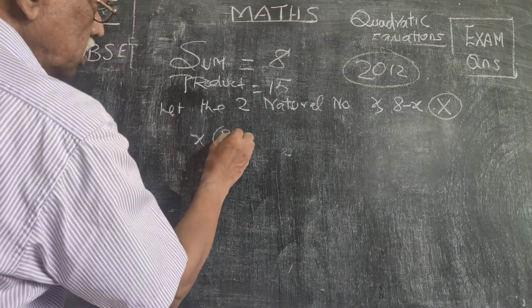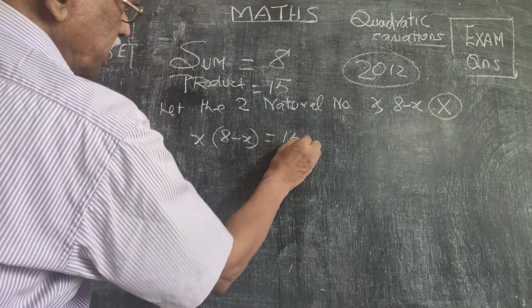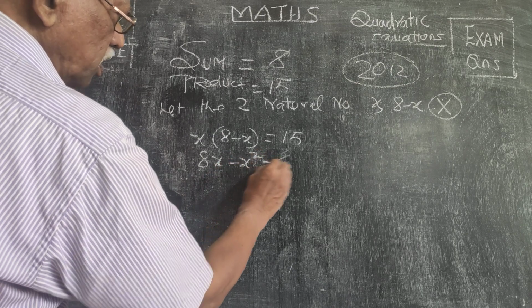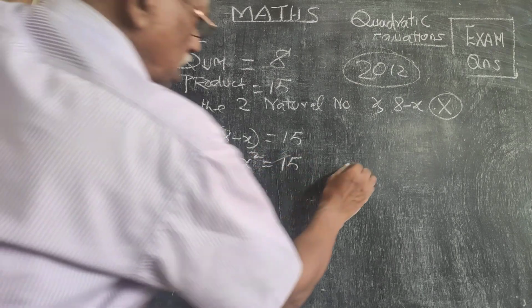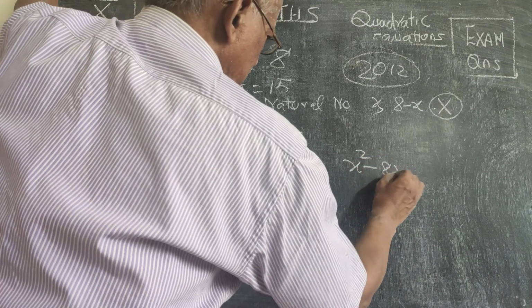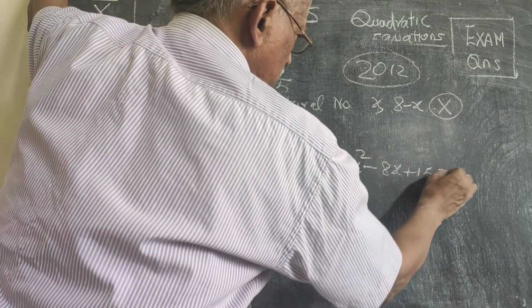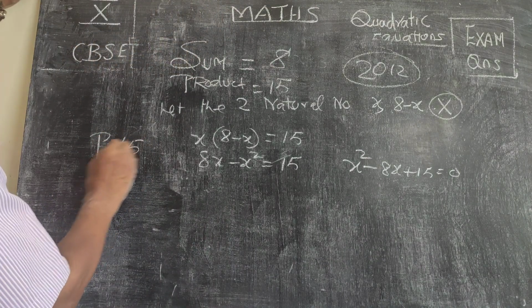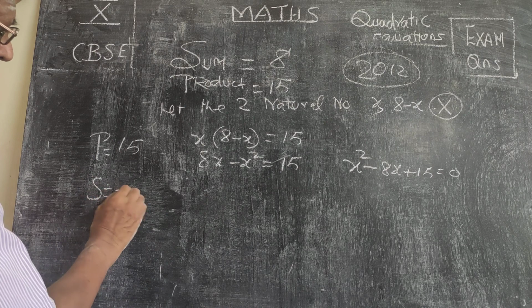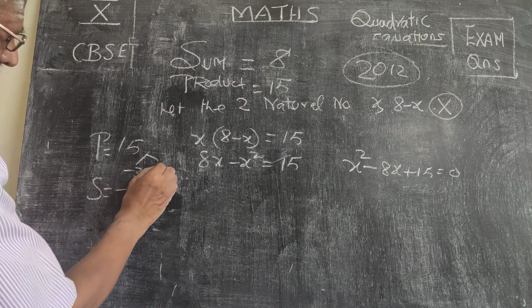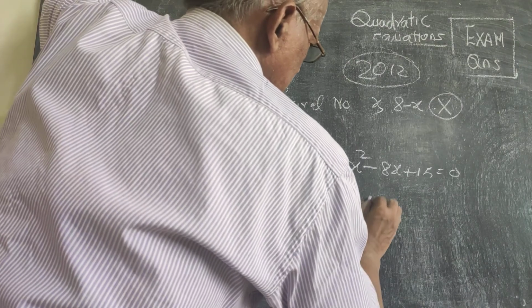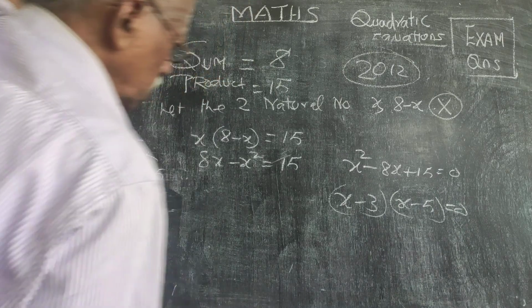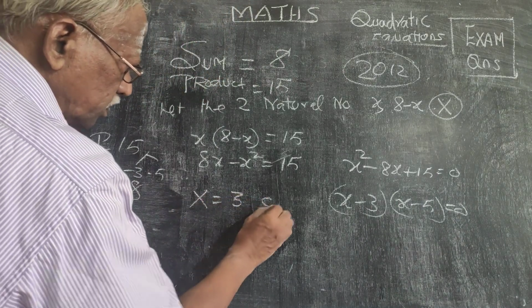x into 8 minus x equal to 15. So this is 8x minus x square equal to 15, or I can say x square minus 8x plus 15 equal to 0. A very simple factorization. The product I must get is 15 and the sum must be minus 8. So minus 3 and minus 5. So I can say that x minus 3 and x minus 5 equal to 0. So x equal to 3 or 5.